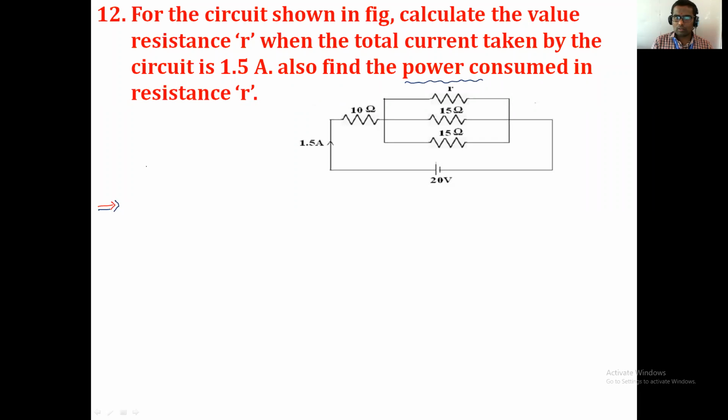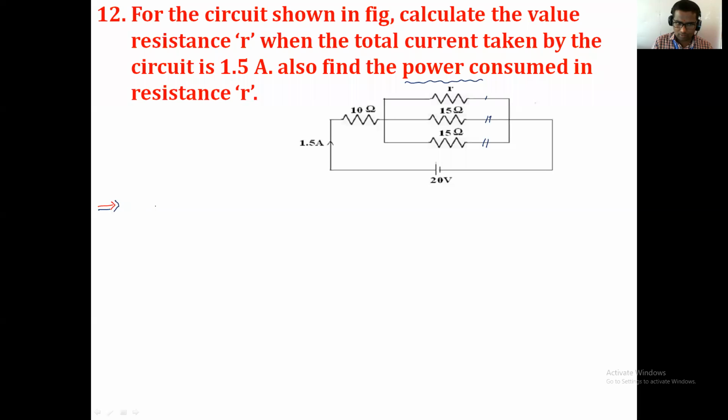So the numerical given here: from the circuit diagram, calculate the value of R when the total current is 1.5 ampere. Up to this, we can solve this example. Can anyone tell me how this 15 ohm and this 15 ohm are connected? Parallel. And how is this unknown value of R connected? Parallel. Absolutely correct. At least we can calculate the total resistance of these two parallel branches, 15 and this 15.